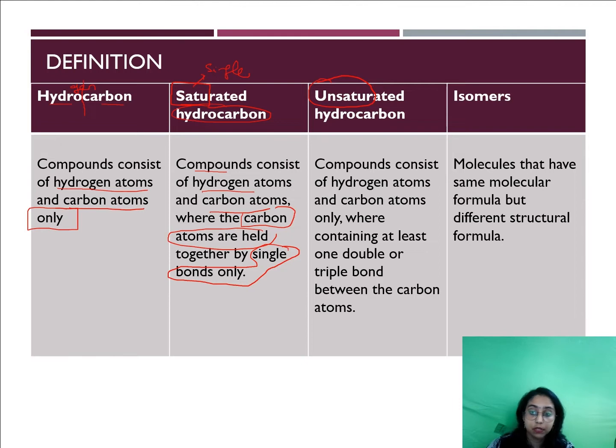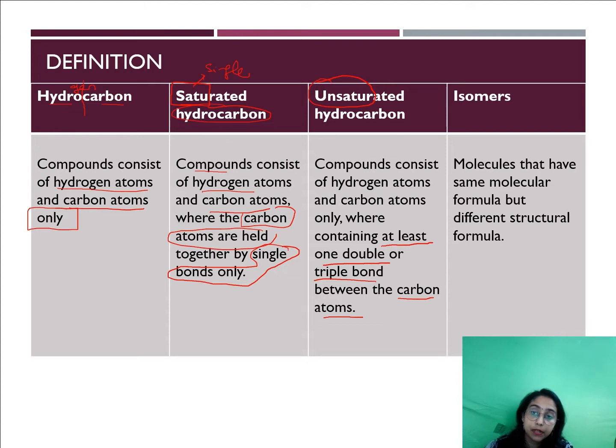Whereas when it comes to unsaturated, "un" means not. It's not a single bond anymore. That means it consists of at least 1 double or triple bond between the carbon atoms. Students always get confused between saturated and unsaturated, so here I've given you a clue. Remember, "satu" means saturated, single bonds only. But when it comes to unsaturated, it's no longer single. It consists of at least 1 double or triple bond between the carbon atoms.